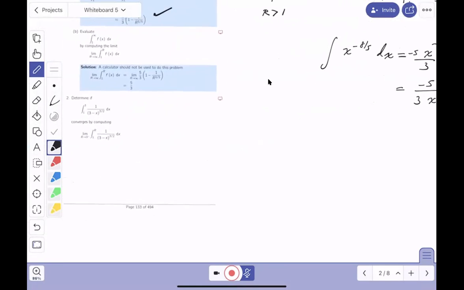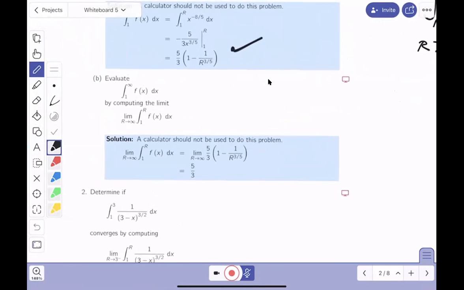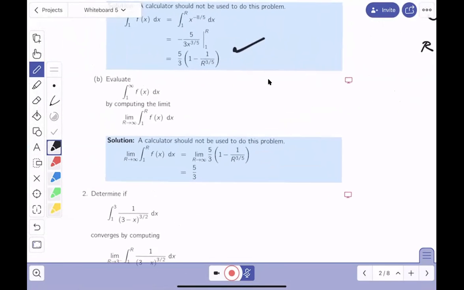The next question says evaluate the integral, right? Now, this one's improper, so I have to write down the limit problem. And this is written down for me. So it's going to be the limit as r goes to infinity. And I've already done the integration over here. It's 5 thirds, just copied from the prior problem, times 1 minus 1 over r to the 3 fifths.